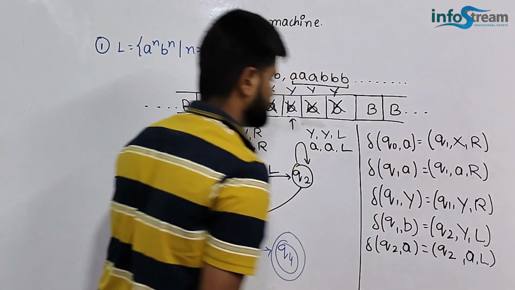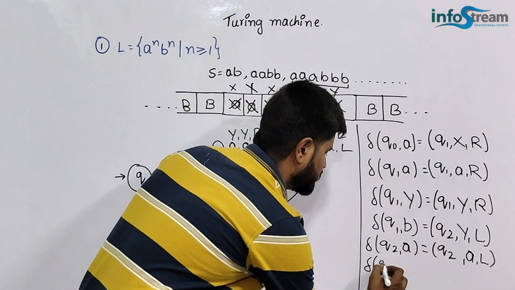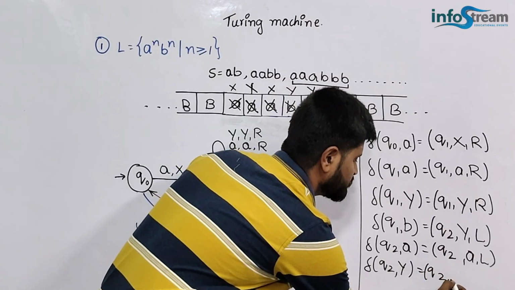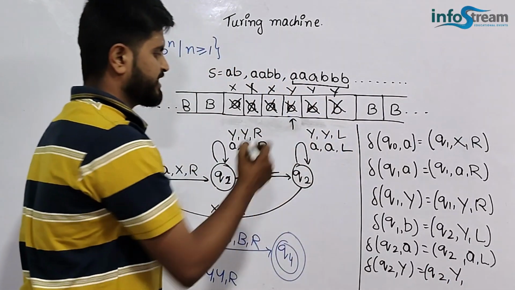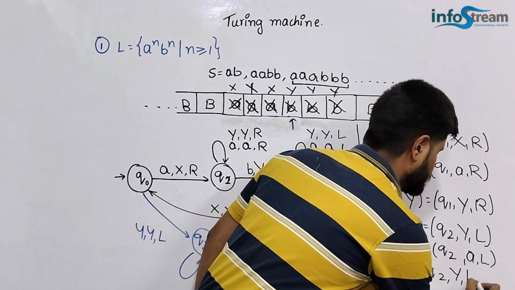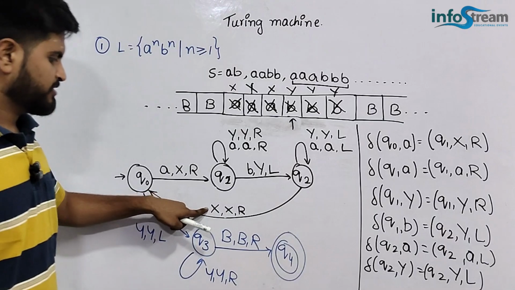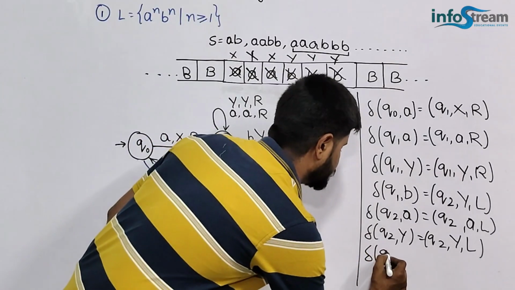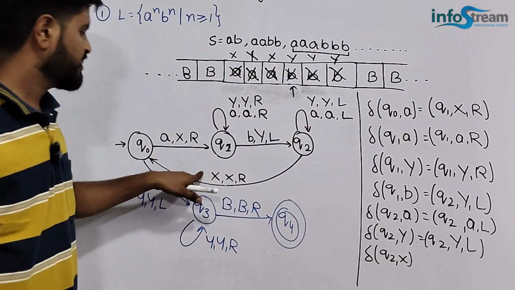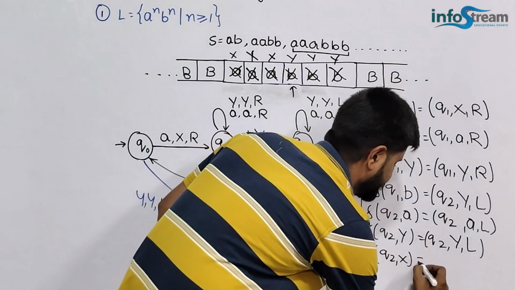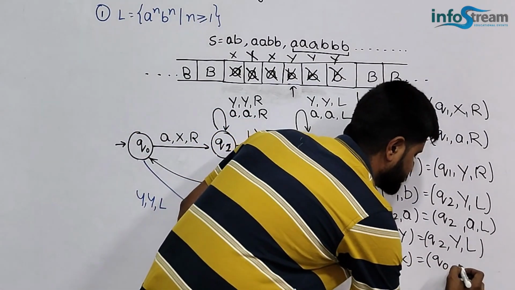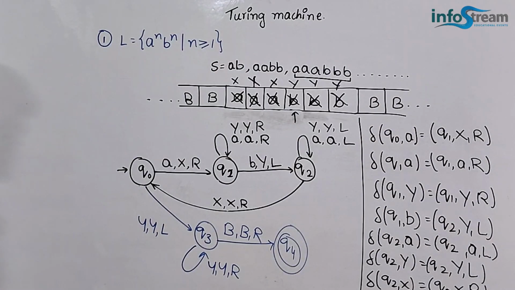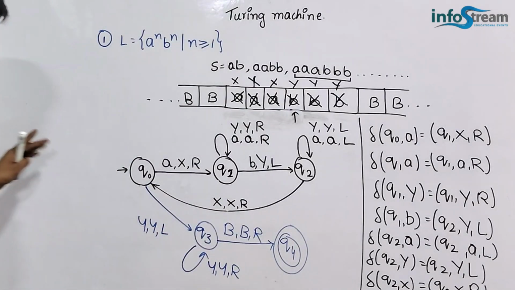a comma left side. Next, another one: delta of Q2 comma, if you give y as the input, it will be moving to Q2 state itself and it will replace y using y itself and move towards the left side. Now this one, it is moving from Q2 state to Q0 state. Delta of Q2 comma, if you give x as the input, it will replace it using x and move towards the right side. So it will move to the Q0 state.